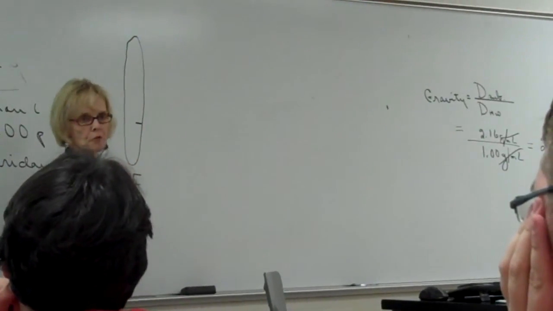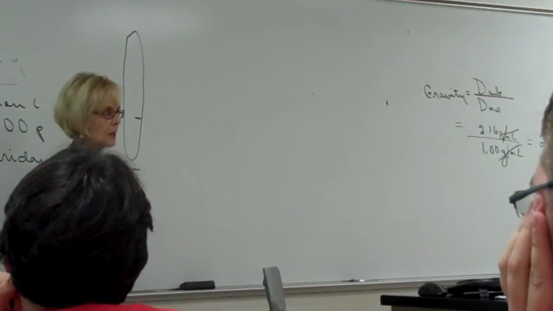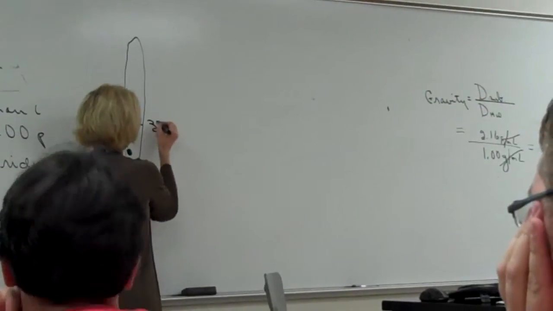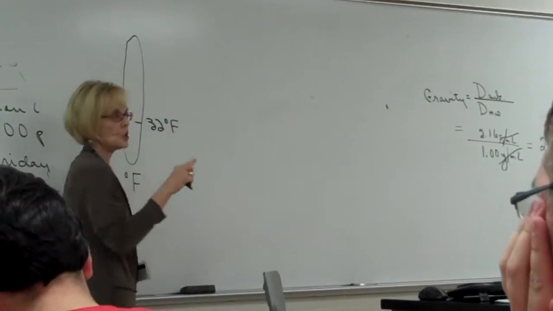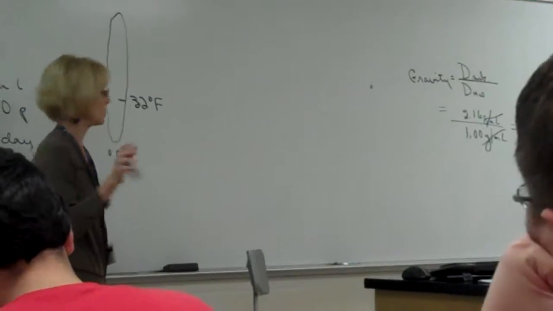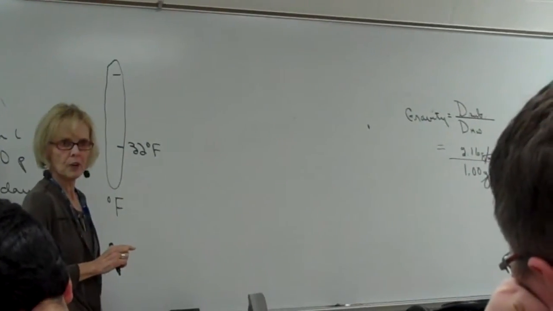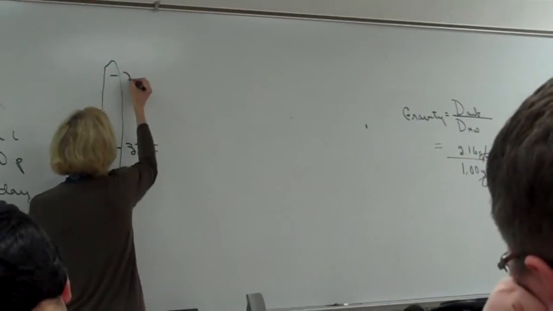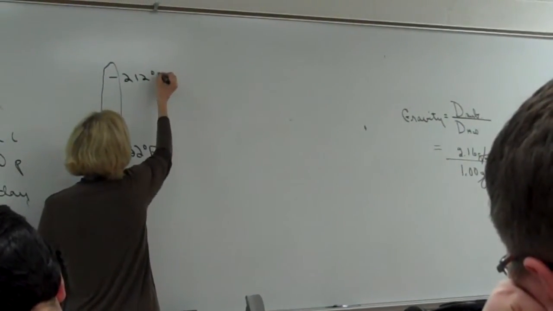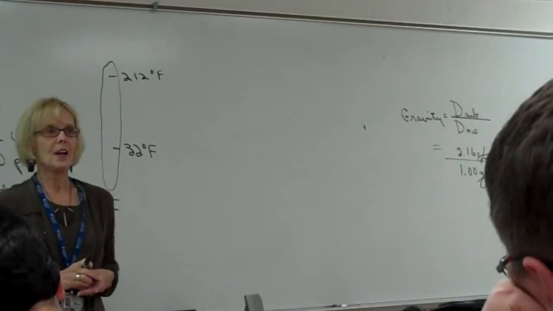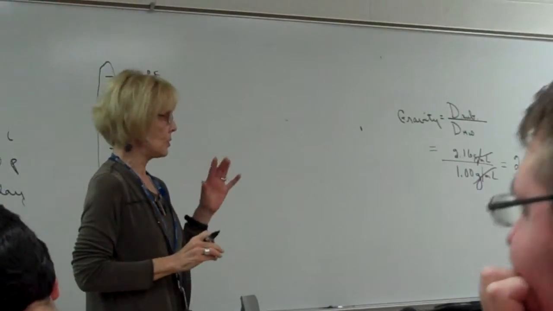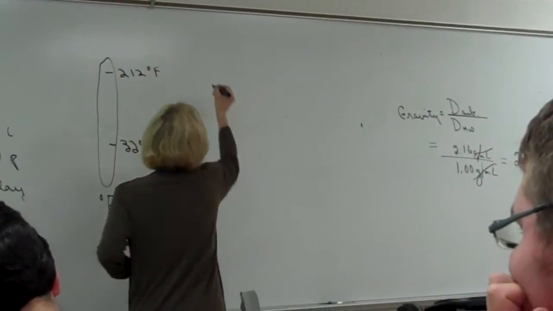Where does water freeze on the Fahrenheit scale? 32. 32 degrees Fahrenheit. You had memorized some weird number. Okay. Does anybody know where water boils on the Fahrenheit scale? 212. You have a lot of extra garbage in your brain. Okay, weird numbers. But this is what we use in everyday life.